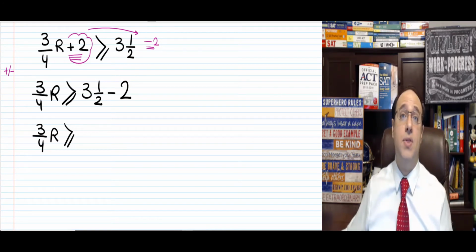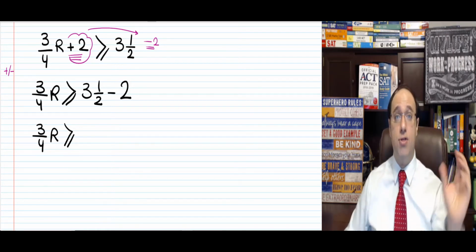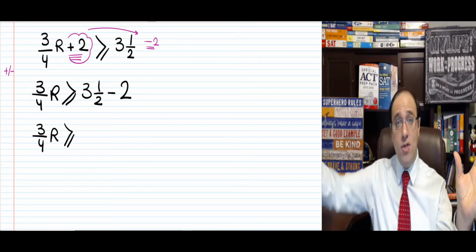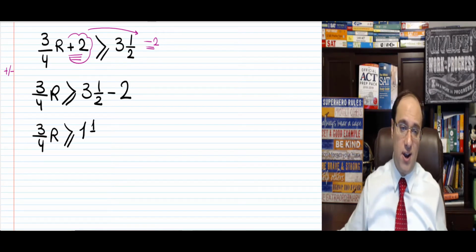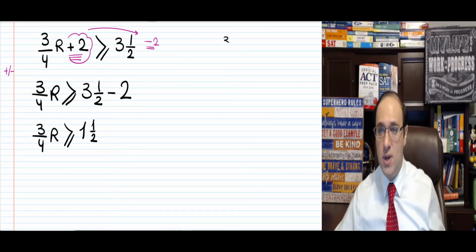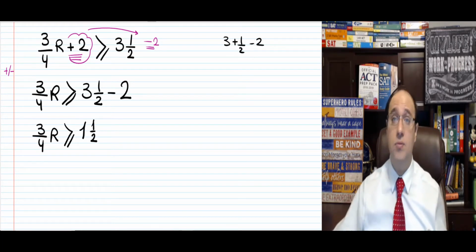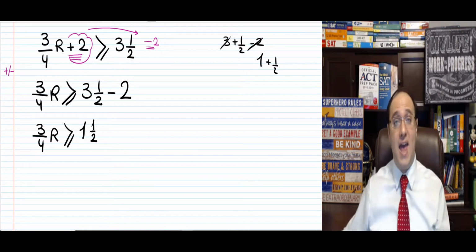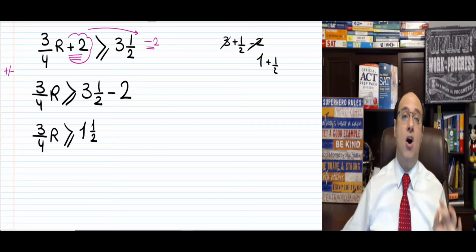The other way is to simply think of it this way. 3 and a half minus 2. Okay, take away the 2 from the 3. You have 1. What about the half? It's still there. So it's like saying 3 and a half is 3 plus a half, minus 2. Okay, 3 minus 2 is 1. What about the half? It's still there. So the answer is going to be 1 and a half. Easy.